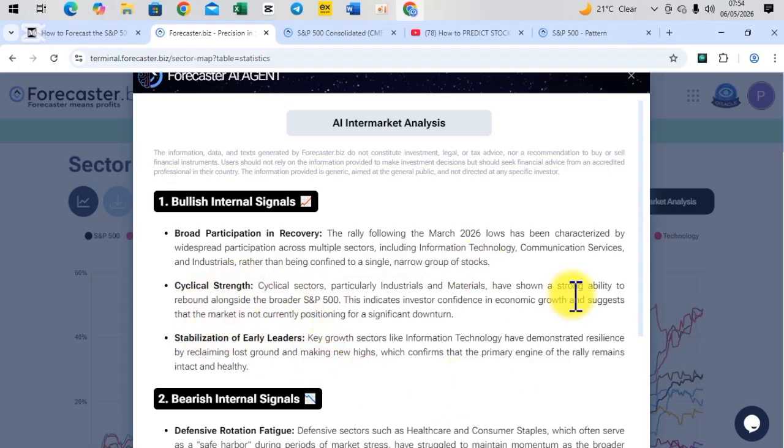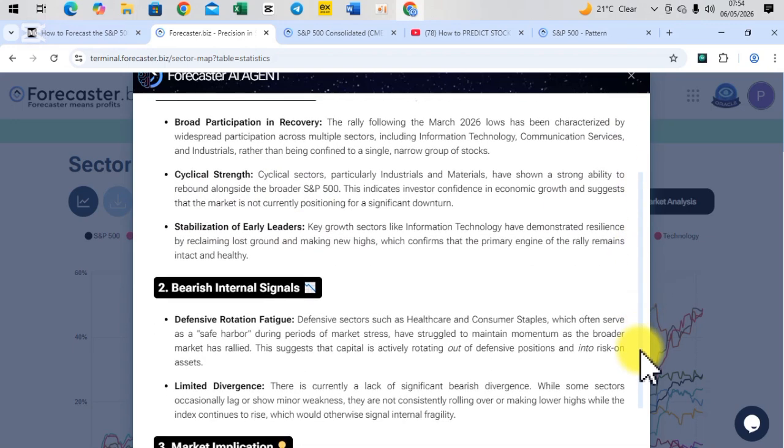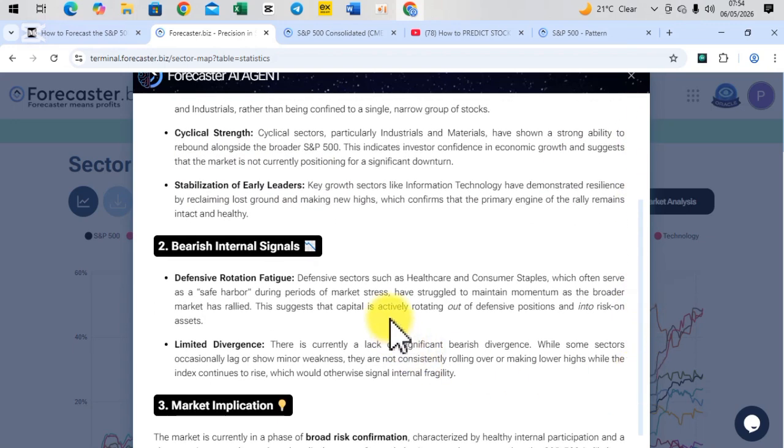So you can go through it, and you can also see the bearish internal signals, where defensive rotation fatigue, defensive sectors such as healthcare and consumer staples, which often serve as a safer harbor during periods of market stress, have struggled to maintain momentum as the broader market has rallied. This suggests that capital is actively rotating out of defensive positions and into risk-on assets.